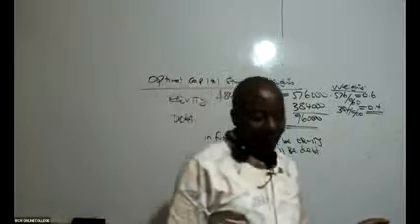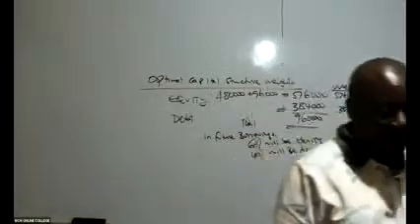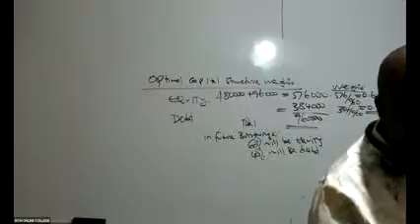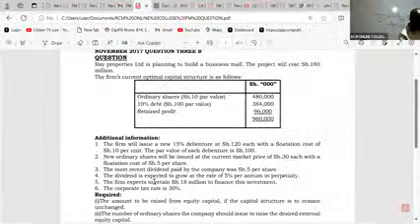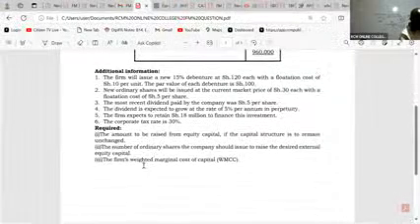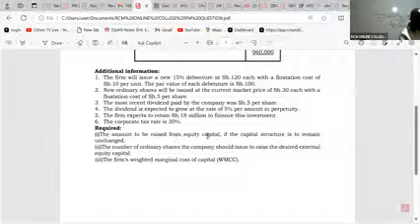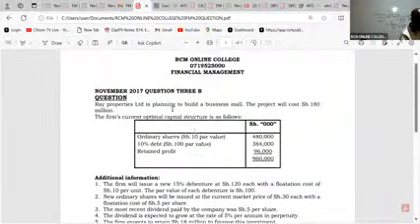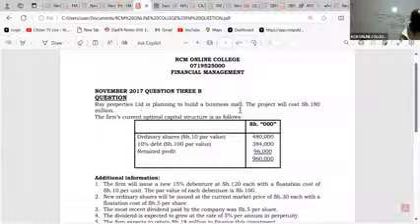So what is the question asking us to do, ladies and gentlemen? If you look at the question very well, they want us, number one, to give them the amount to be raised from equity capital. These managers, how much do they want to borrow in total? Ray Properties Limited is trying to build a business mall. The project will cost Kenya shillings 180 million.